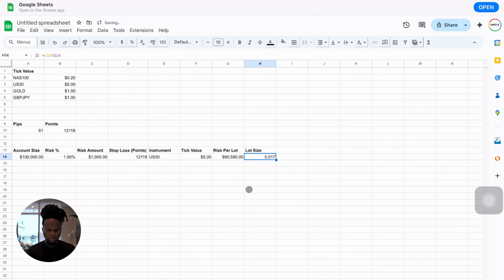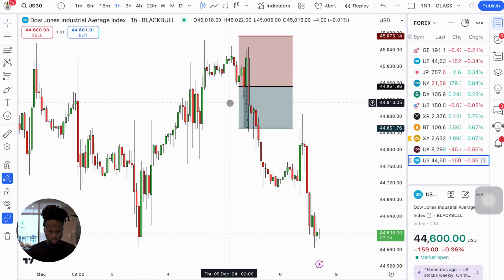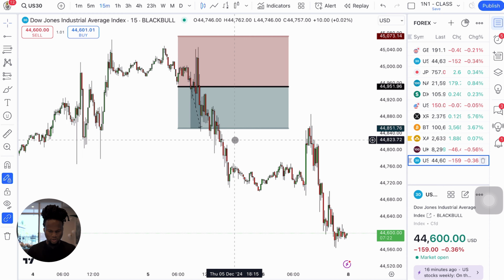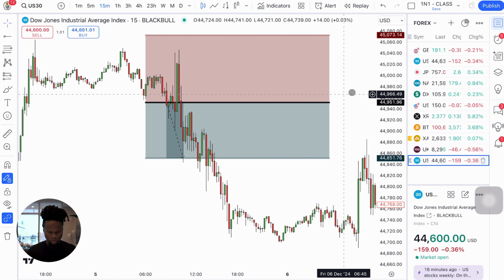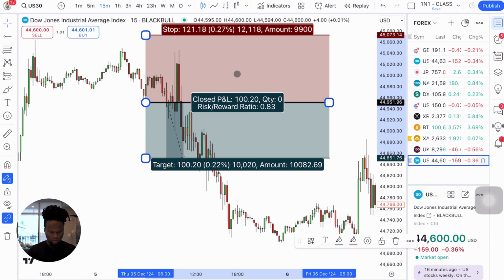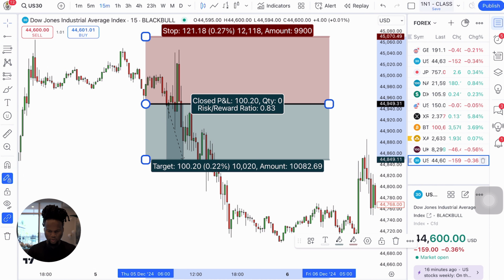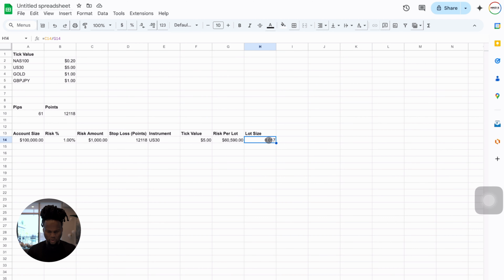So 0.017. Let me just lower this a little. So 0.017, it would be like a 0.02. So you put in like 0.02 lots on the trade, right?